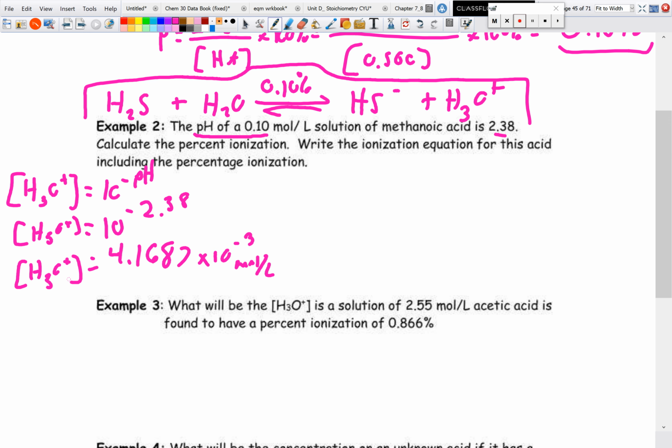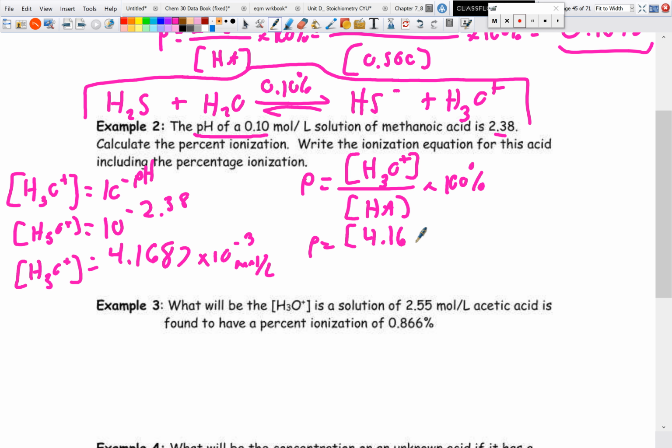So from here, now we have enough information because we have a 0.1 mole per liter solution of methanoic acid. So we go percent ionization is equal to the hydronium ion concentration over our acid times 100%. The hydronium we just calculated from the pH. Our acid is given in the question, 0.10. And we get a percent is equal to, in this case right here, 4.2%.